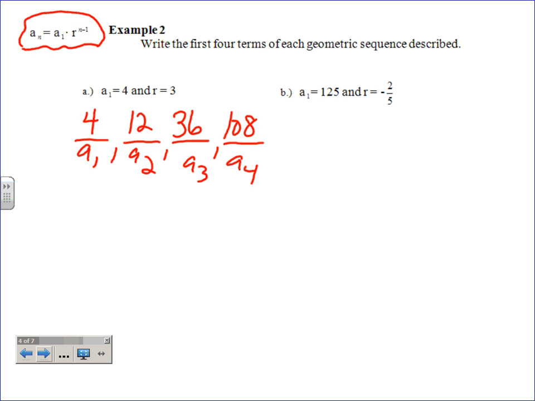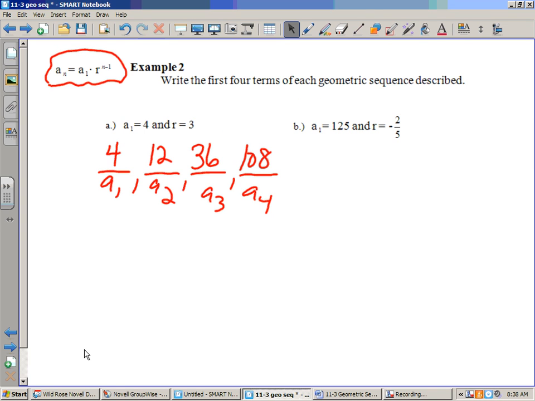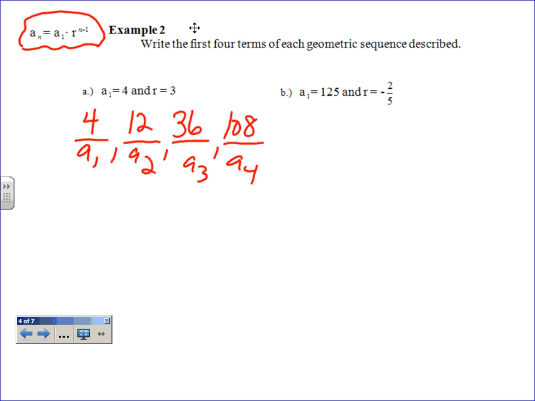Why don't you take a second and try letter B right now on your own. Well, possibly one of the things that could have thrown you off here is that r is negative. And that's fine. You can multiply by a negative. That's not necessarily the end of the world. We can do that.